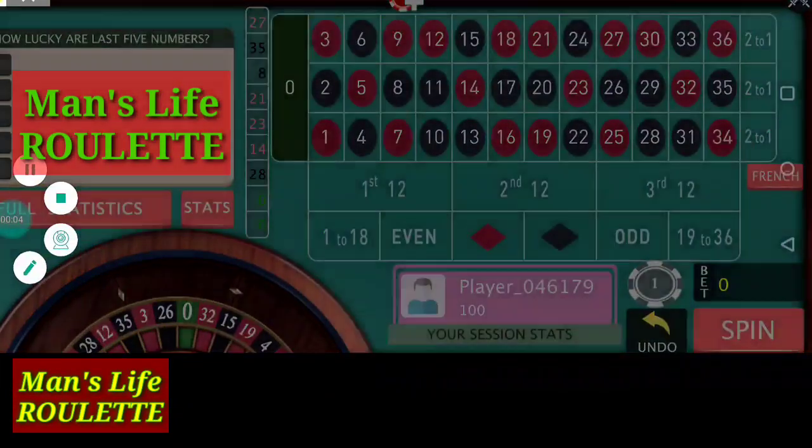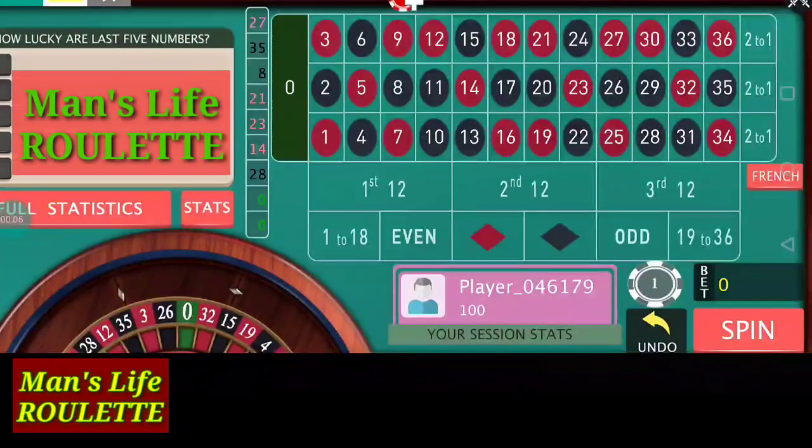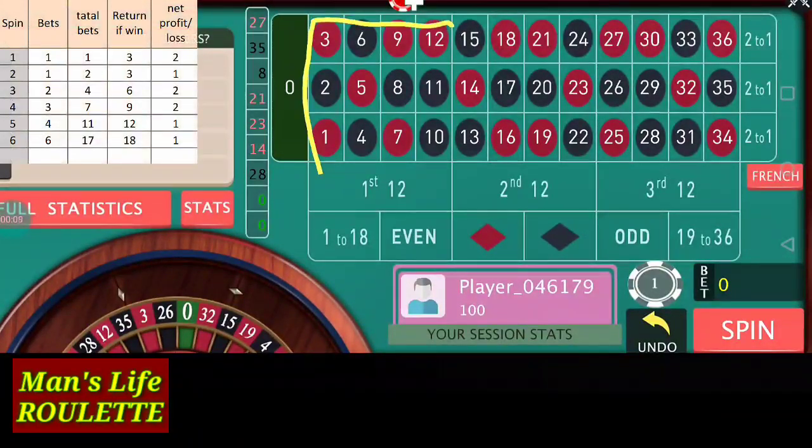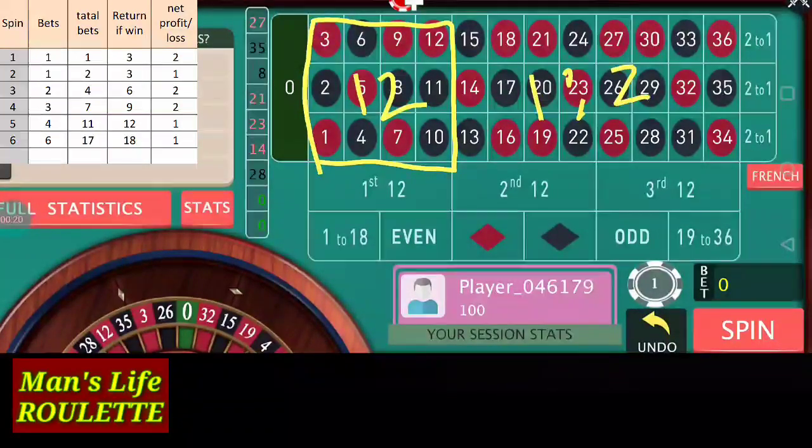Today we are going to discuss a dozen bet strategy. Every dozen has 12 numbers. If you bet on a dozen, you will cover 12 numbers out of 37 on the table, and your return will be for every single dollar you play and win, you will get back $3. And this strategy is quite simple.